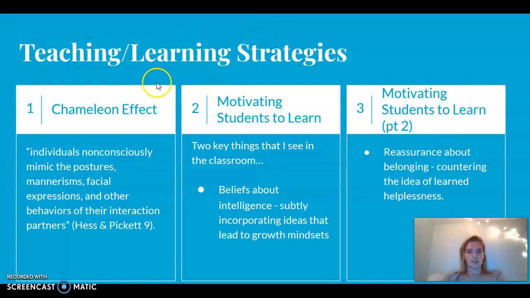So some of the teaching and learning strategies that I grabbed from this module was the chameleon effect. The idea that individuals non-consciously mimic the postures, mannerisms, facial expressions, and other behaviors of their interaction partners. So as a teacher, I try to maintain my composure or maintain a level of calmness, and I've seen that work really well for me in my classroom. I think other students can pick up on that and mimic that.